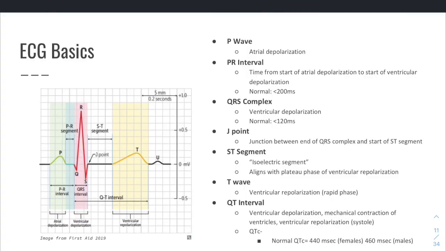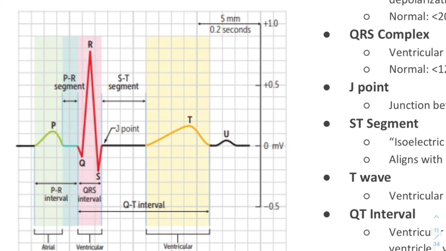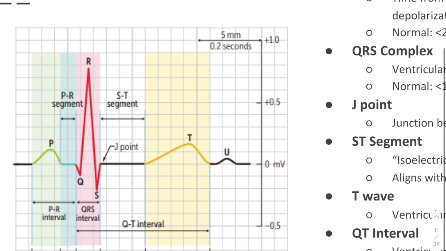ECG basics. So this is our classic standard, nice, clean ECG. And this is going to get us into our next segment about determination and interpretation. These are the aspects that we're looking at: our P waves, our QRS complexes, ST segment, QT interval, PR interval. All are important bits of it.